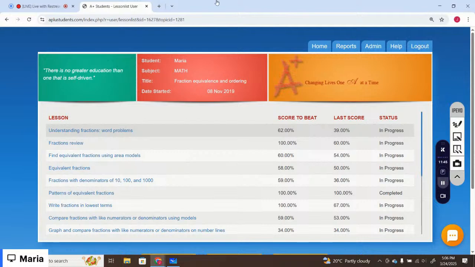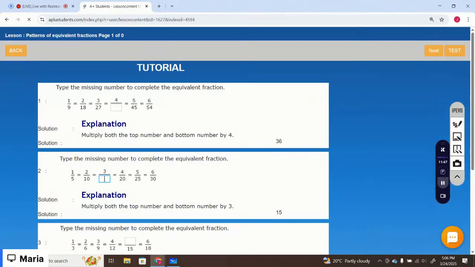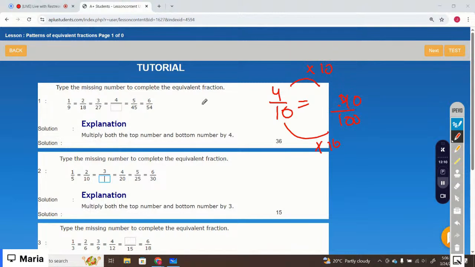The next lesson is patterns of equivalent fractions. Let's just start with the lesson. Type the missing number to complete the equivalent fractions. 1 by 9, 2 by 18, 3 by 27, and 4 over. 1 times 4 is 4, so you have to do 9 times 4, that is 36. So that equals 4 over 36.